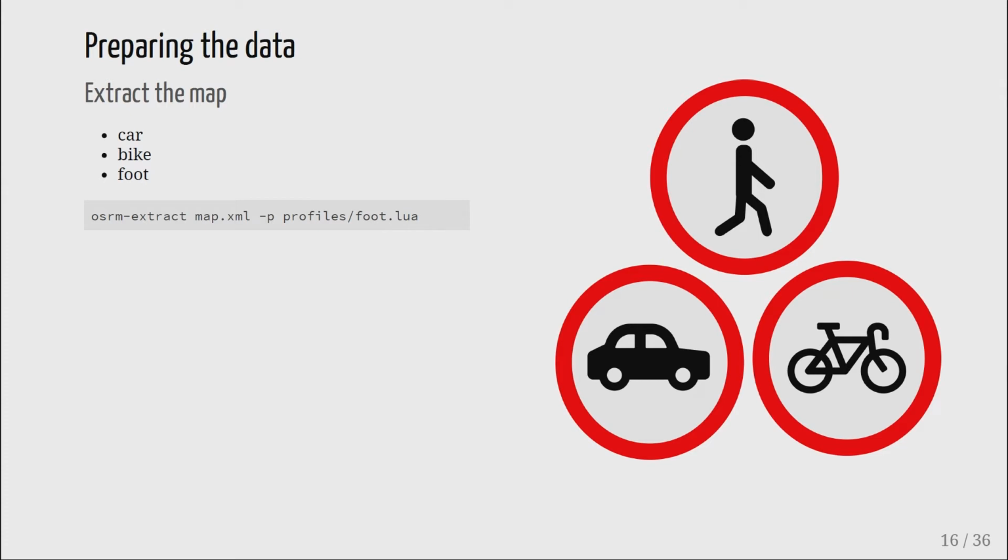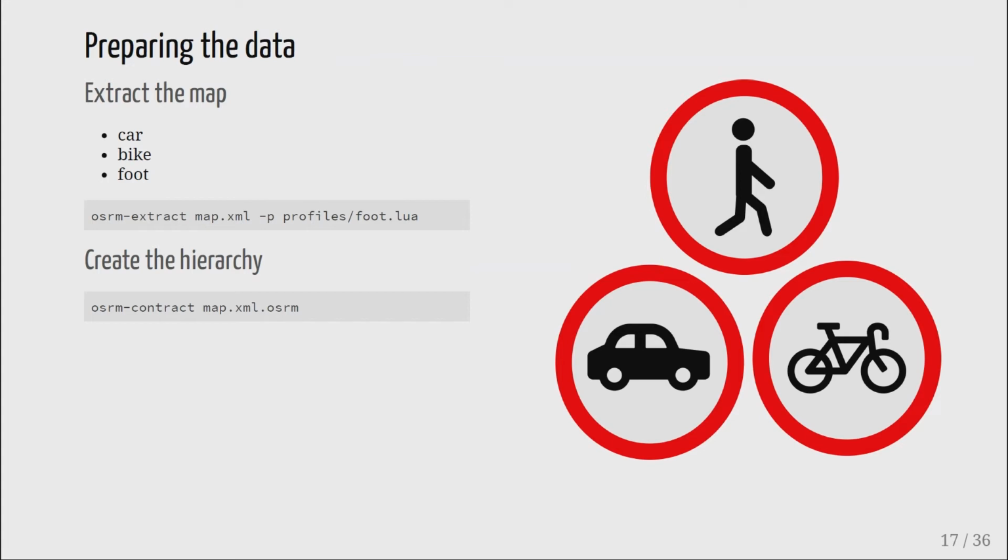So you extract your map data, and then you need to create the hierarchy. You use this function, osrm-contract, and what it does is calculate all the shortest paths between points in your road network according to the profile and speed profiles that you have. Depending on the amount of RAM that you have on your machine, this can take some time.